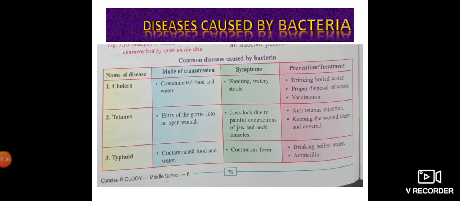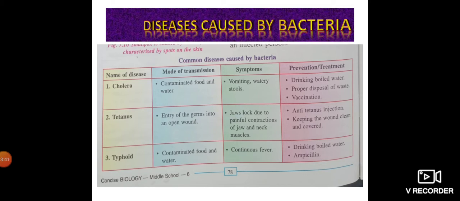Next is whooping cough or pertussis. It primarily occurs in children. The mode of transmission is through the discharge from the throat of an infected person. The infected person gets a cough. If the person is affected with whooping cough, he coughs with a peculiar sound. So that is whooping cough.